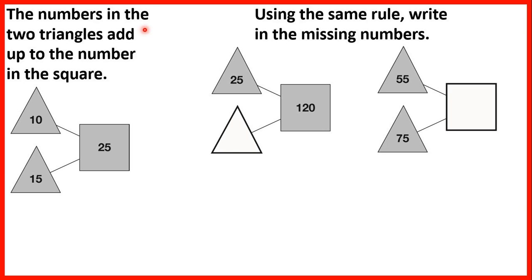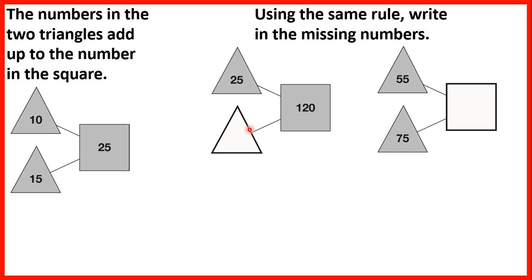The numbers in the two triangles add up to the number in the square. So they've given us an example here. We have 10, 15, and then in the square we have 25, because 10 plus 15 is 25. But now, using the same rule, write in the missing numbers. So we have 25 and something, and then in the square we have 120.